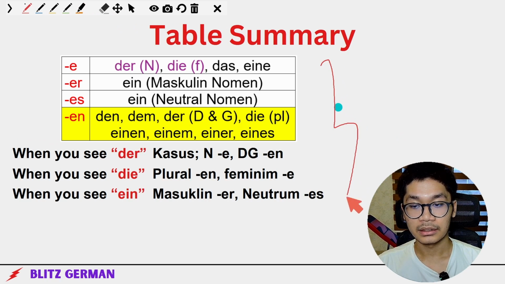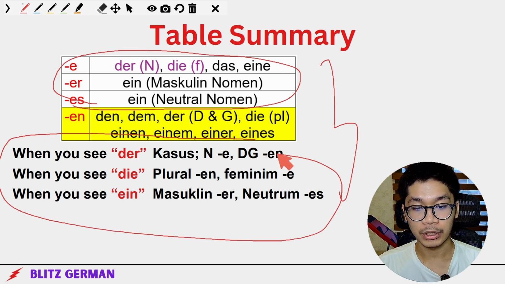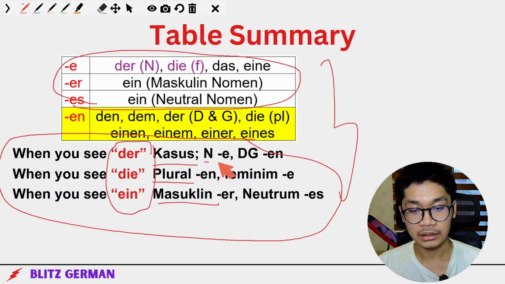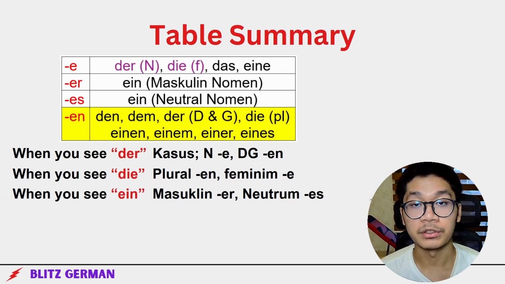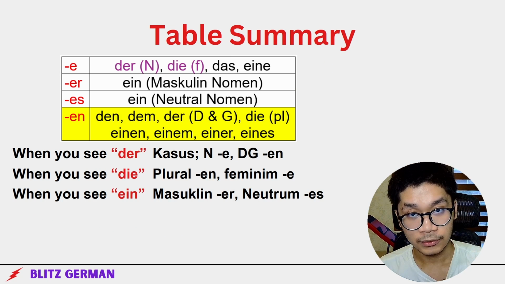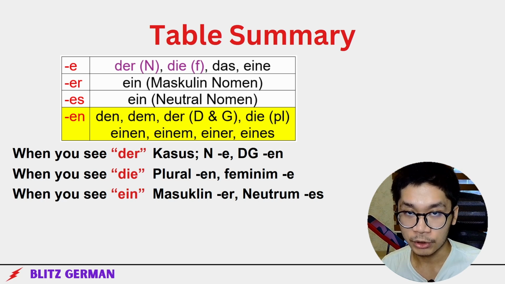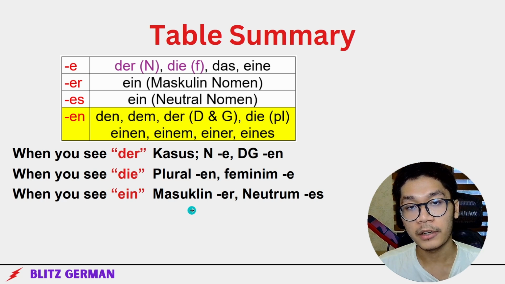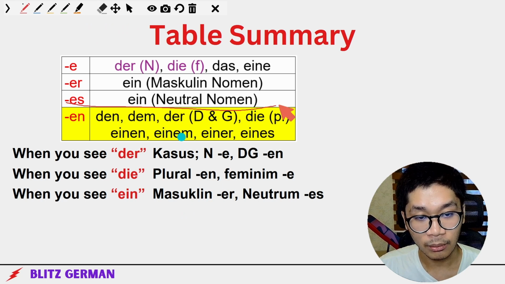Here's a summary of all the things that you just learned. Look at this. You only have to know the top part and memorize the framework. This is the trigger. When you see the trigger, think of these things. So when you see der, think of casus. When you see die, plural oder feminine. When you see ein, masculine oder neutrum. And you only have to memorize the top part.